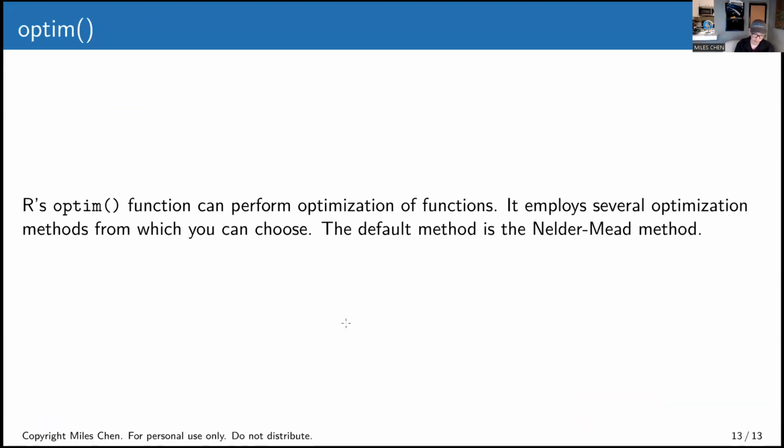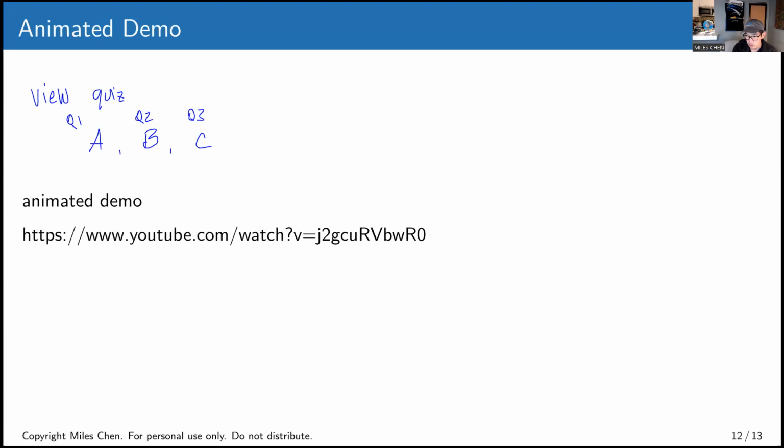It's popular. It is in R. R has a numeric optimization function called optim, and you can choose a variety of algorithms. The default optimization algorithm is the Nelder-Mead method, and so it is a popular method as far as numeric optimization goes. Okay, I think I gave you your review quiz answers.